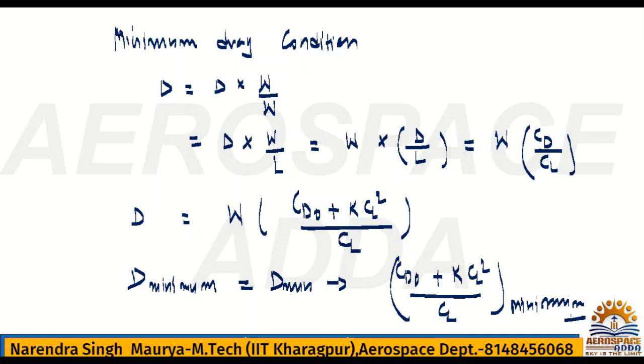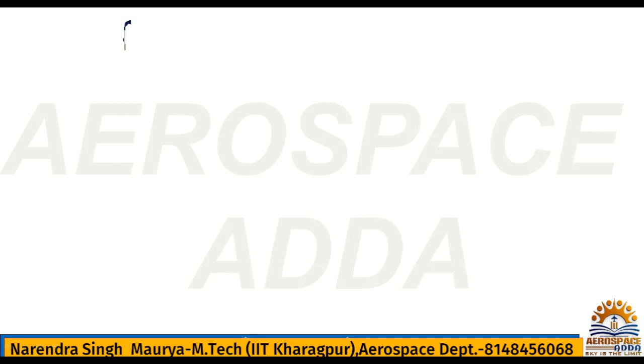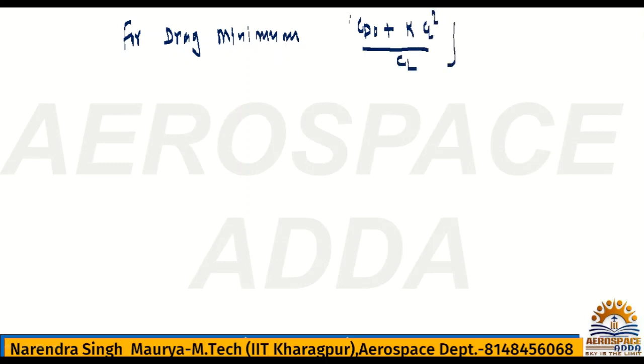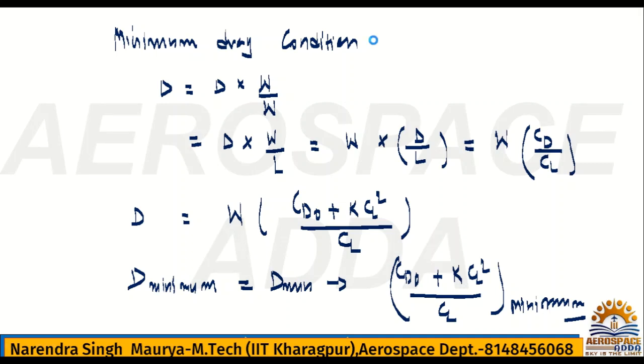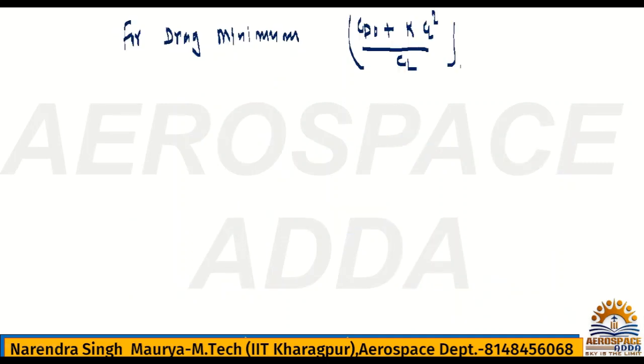All right. So here we can write, for drag minimum, CD naught plus KCL square by CL, this bracket value should be minimum, that we have to write. Should be minimum. Understood?